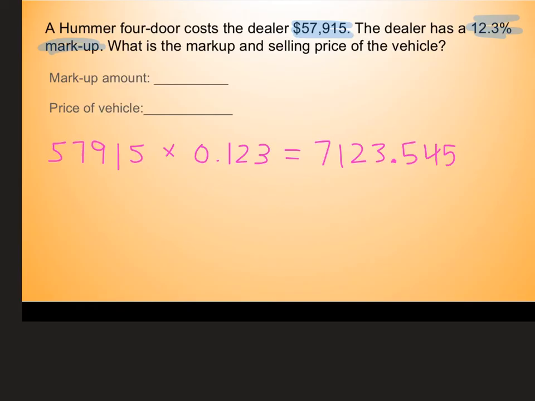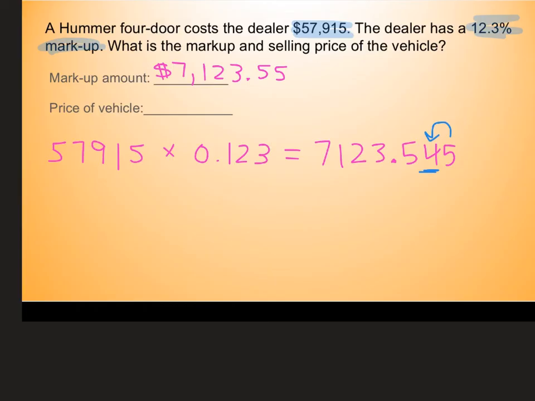There's a problem with this. That number cannot just go into our answer for the markup amount. Remember, money only goes to the hundredths place, so we need to round that 4 up. So the markup amount, when I write it, should be $7,123.55. So be careful with that. Need to do a little rounding.